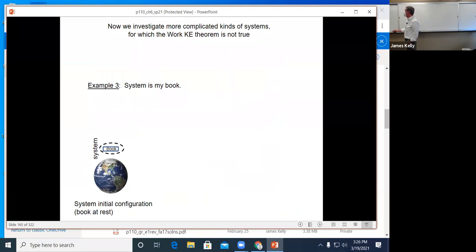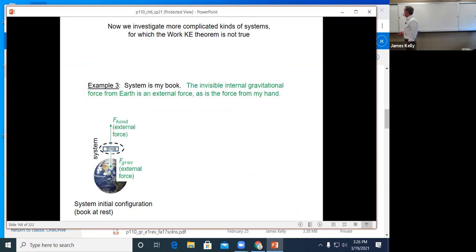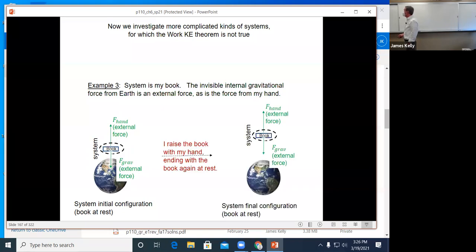So just to show that other case, we're going to have to be very careful to define exactly in each problem what our system is. If the system is just the book, hey, then it's a particle. If I look at what forces now are external forces, well, the gravity is not an internal force between two parts of the system anymore. I have to consider the weight of the book to be an external force. And now there are two external forces acting. And as I raise the book up with my hand, the whole time gravity is pulling down.